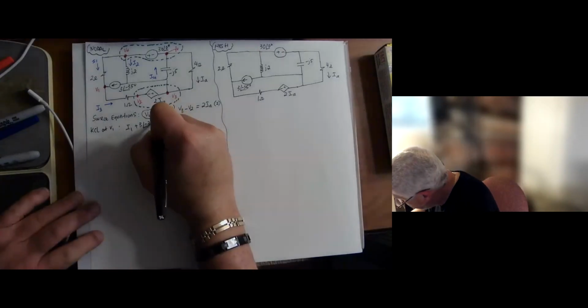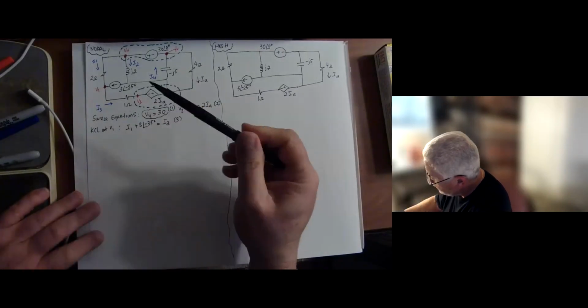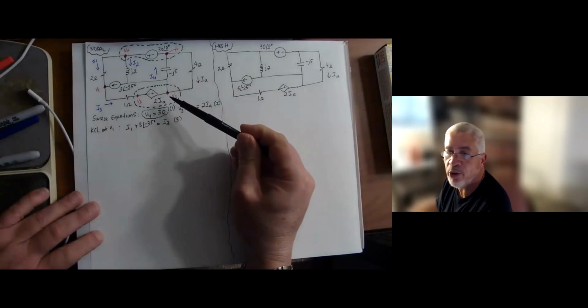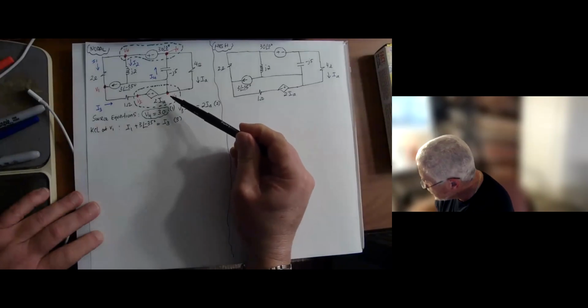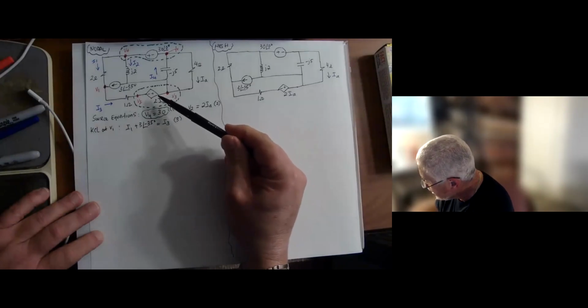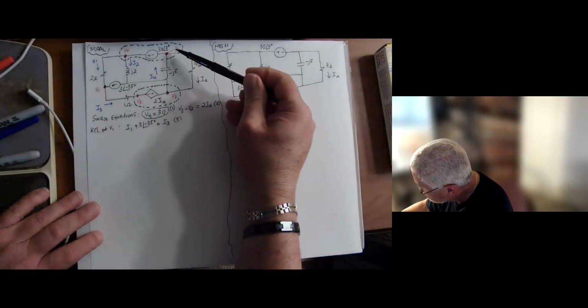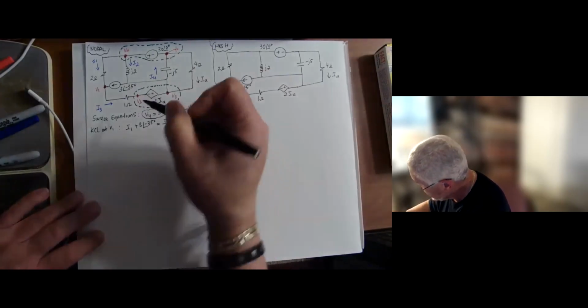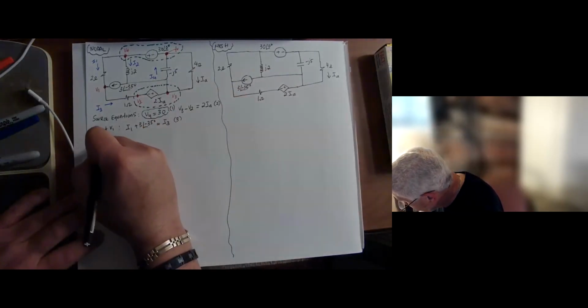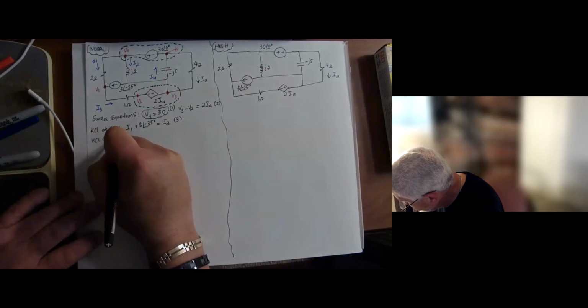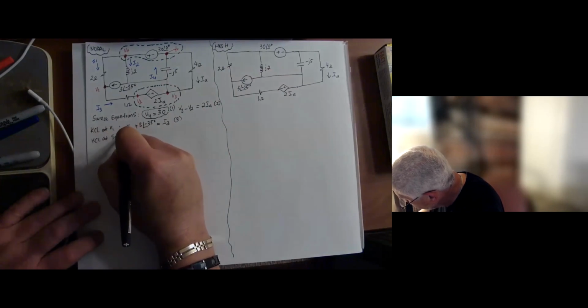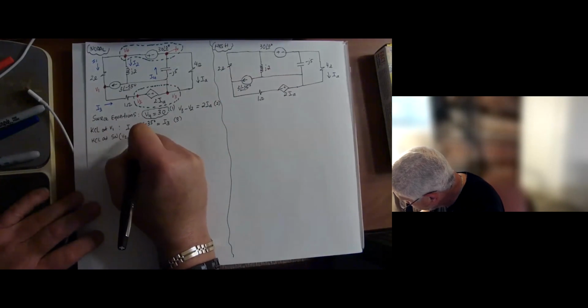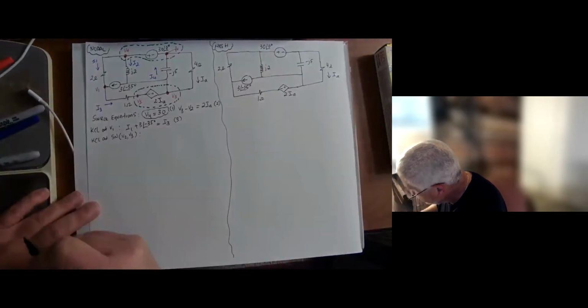Finally, the last equation is going to come by doing a KCL about this supernode here, because that supernode does not contain the reference node. This supernode has the reference node. We don't do KCL about a supernode that has the reference node. So we're going to do KCL at the supernode, and I can call it supernode V2, V3, just to differentiate it from the top.